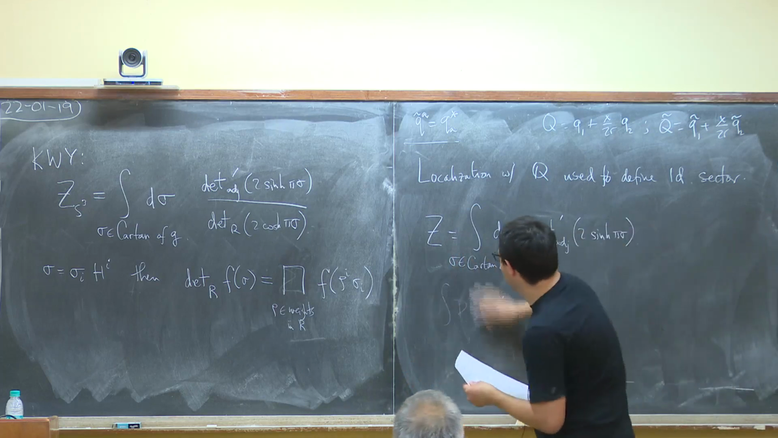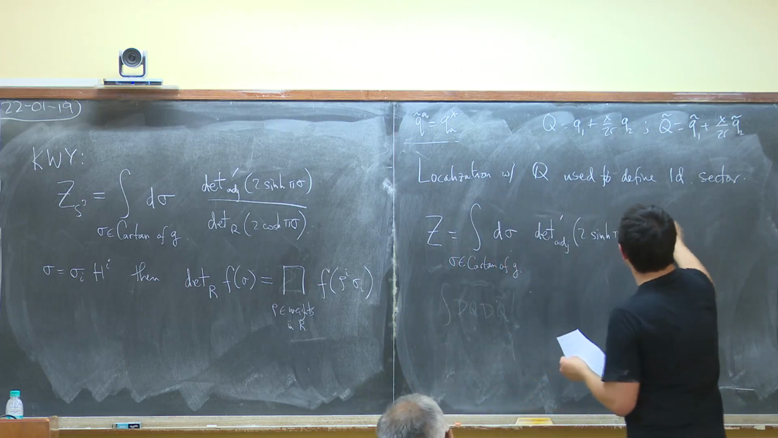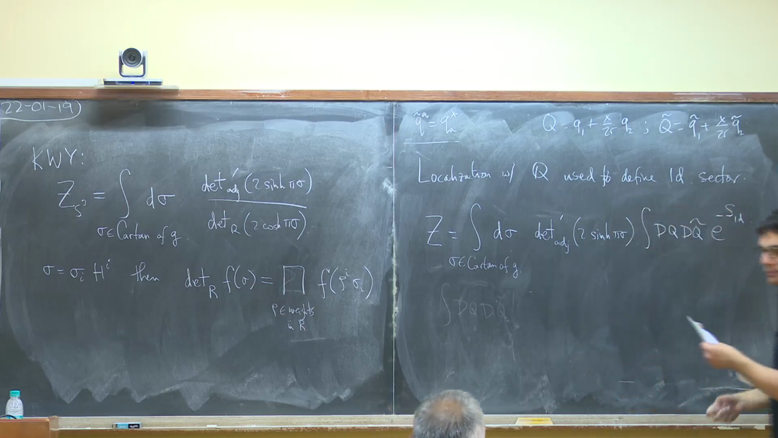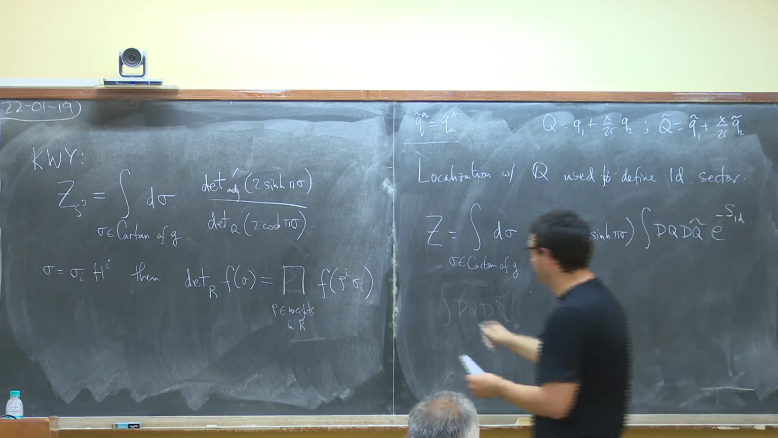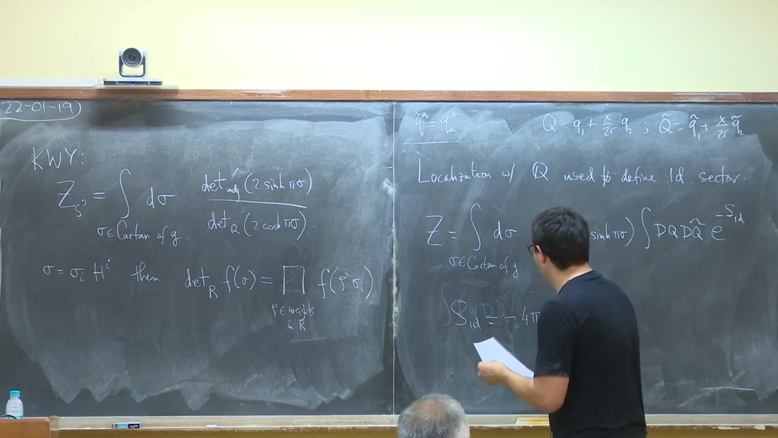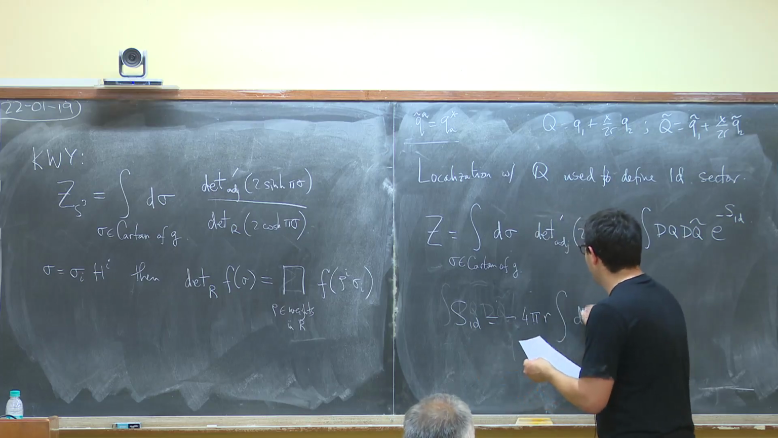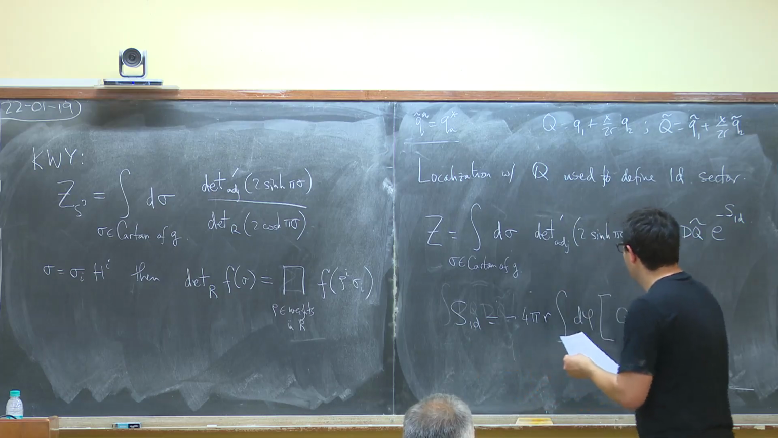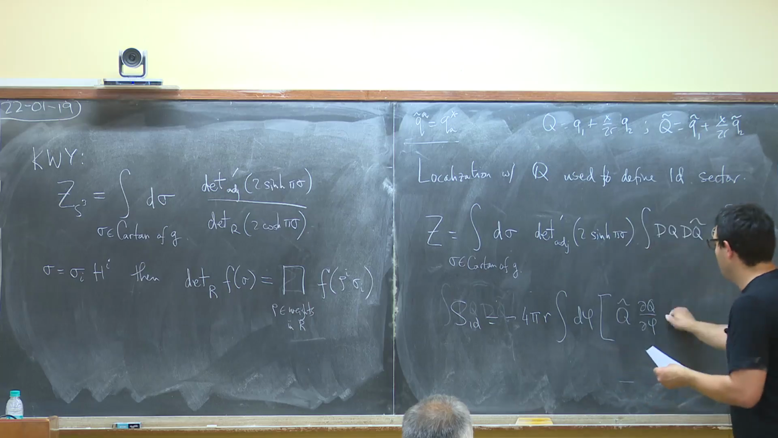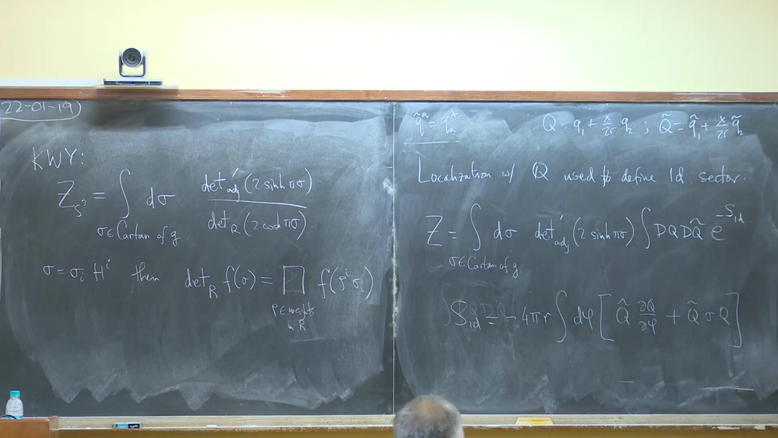Well, maybe I can just write it like this. dq dq tilde e to the minus S_1d, where S_1d is very simple. It's minus 4 pi r integral over phi q tilde dq d phi plus q tilde sigma q. Okay? So this is a Gaussian theory in Q and Q tilde.